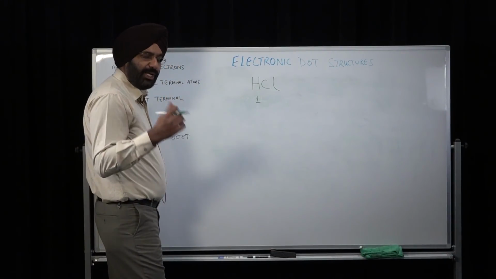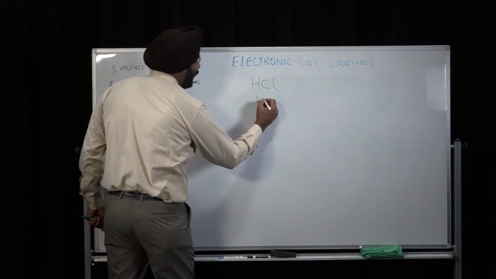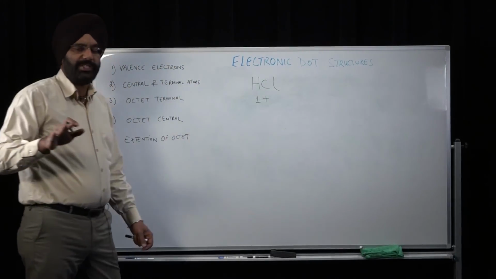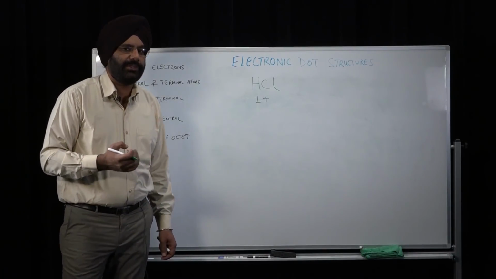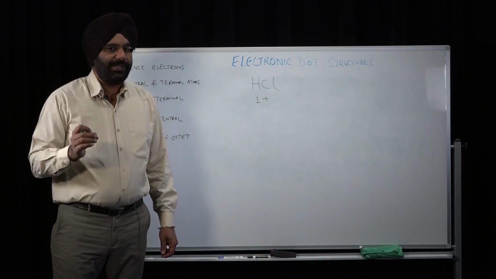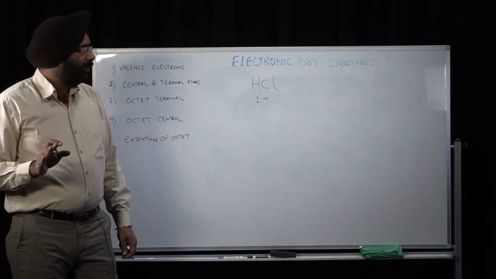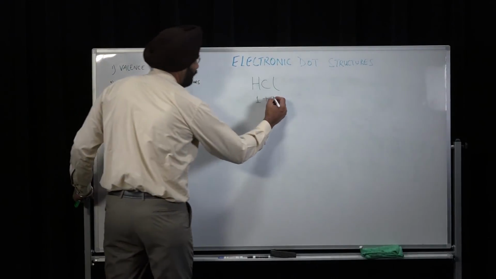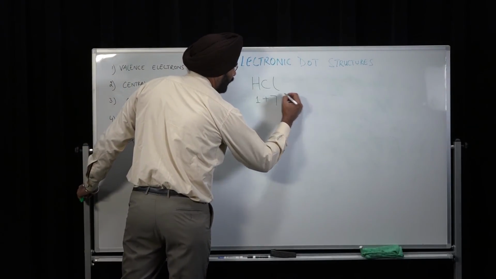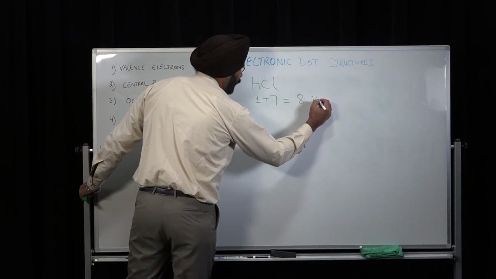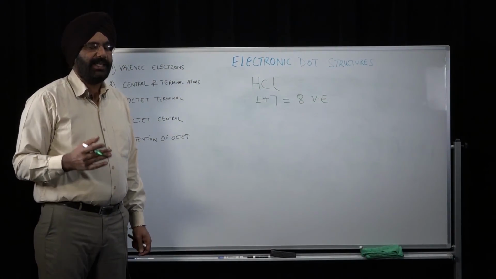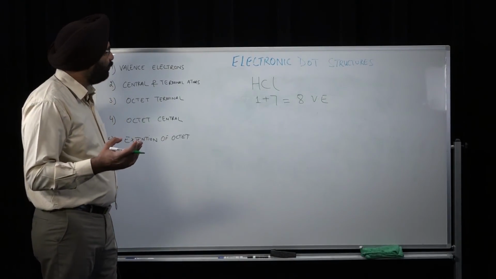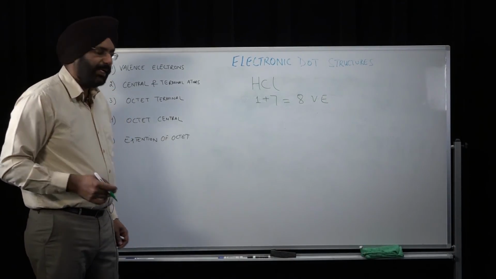One from hydrogen, hydrogen has only one valence electron, whereas chlorine belongs to the 7th group and it has 7 valence electrons. Even if you look into its electronic configuration, it's 3s2 and 3p5. So in the third shell there are 7 electrons. So there are 7 valence electrons. So in total HCl has 8 valence electrons. That means when I'm writing the electronic dot structure for HCl, I need to arrange 8 electrons around HCl.